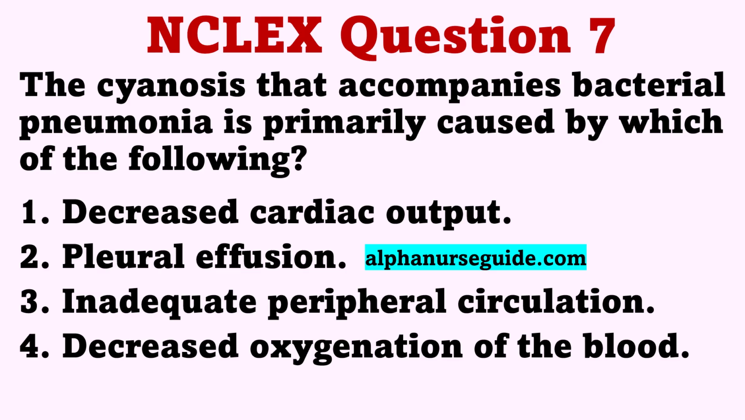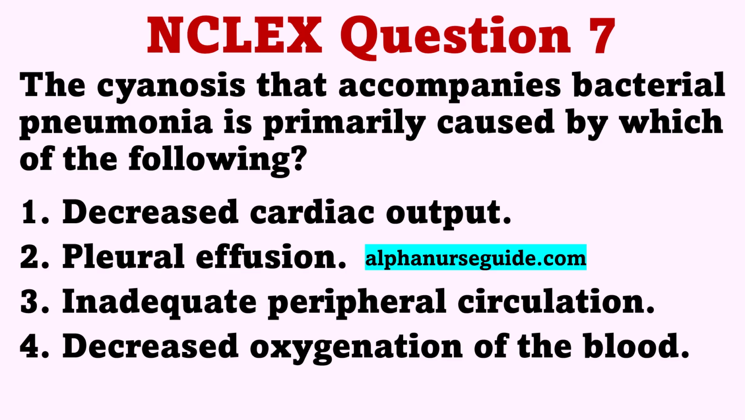The correct answer is 4. A client with pneumonia has less lung surface available for the diffusion of gases because of the inflammatory pulmonary response that creates lung exudate and results in reduced oxygenation of the blood. The client becomes cyanotic because blood is not adequately oxygenated in the lungs before it enters the peripheral circulation.